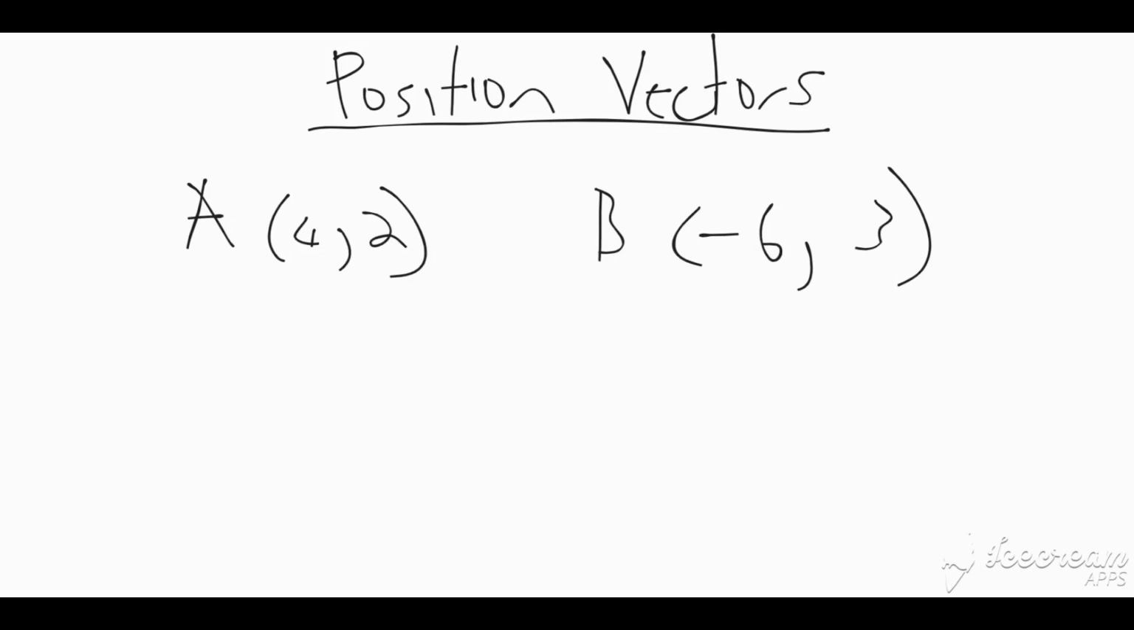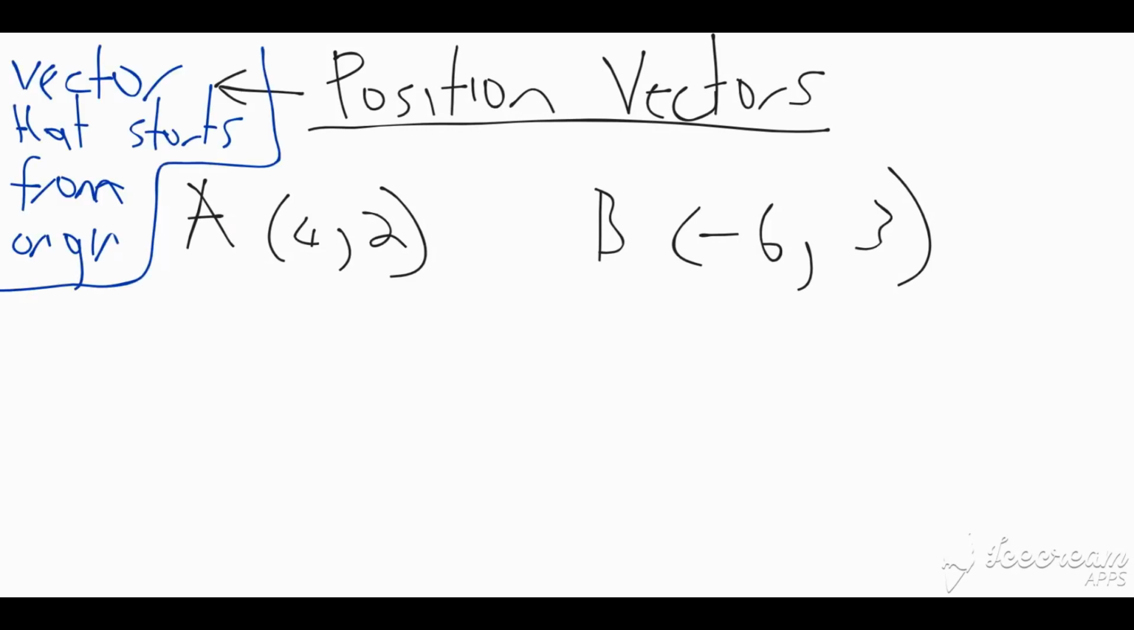So as we demonstrated on the Cartesian plane, a position vector is a vector that starts from the origin. So let's put that somewhere here. Now my coordinates here are A (4, 2) and B (-6, 3). Now we say because these are taken with respect to the origin, they can be represented as position vectors. So all coordinates can be represented as position vectors.